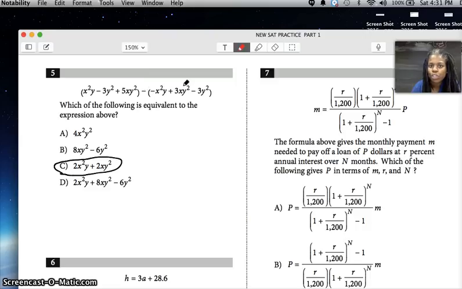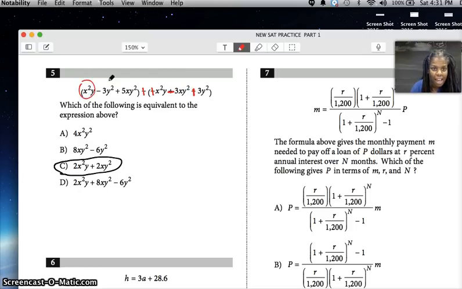We're going to join them together. But first we've got to distribute this negative through the whole thing. So after I do that, this will become positive, this will become negative, and this will become positive. So if I were to take off the parentheses, this is what I'd have: plus, minus, and plus. And what I'm going to do is join like terms.